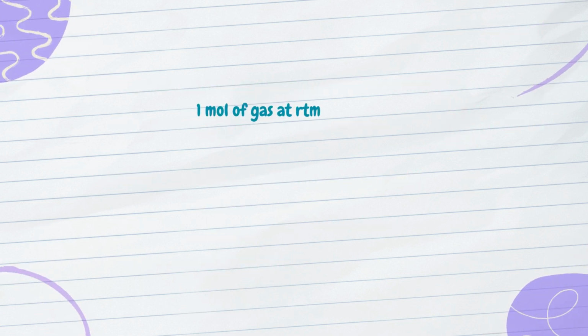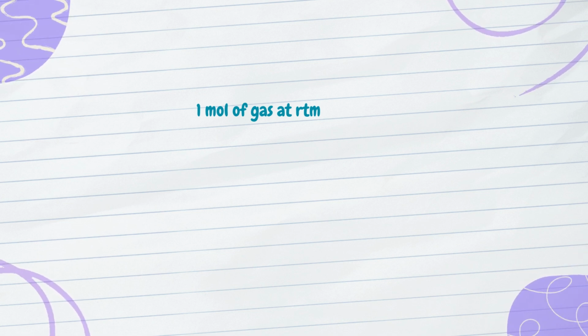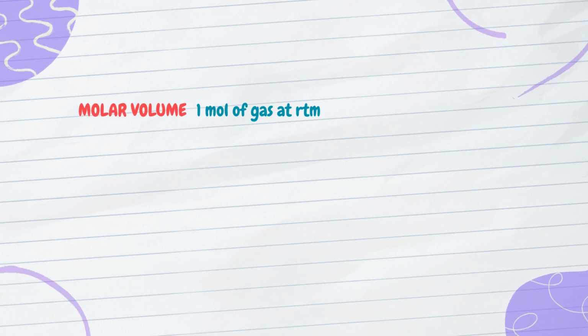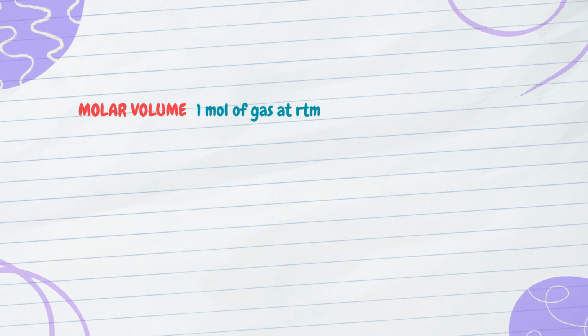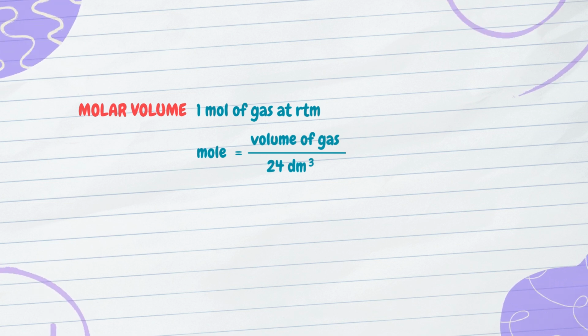To recap, 1 mole of any gas has 24 decimeter cubed volume of gas at room temperature and pressure. This volume is called the molar volume of gas. The relationship between mole and volume of a gas at room temperature and pressure is expressed as mole of gas equals volume of gas over 24 decimeter cubed volume.